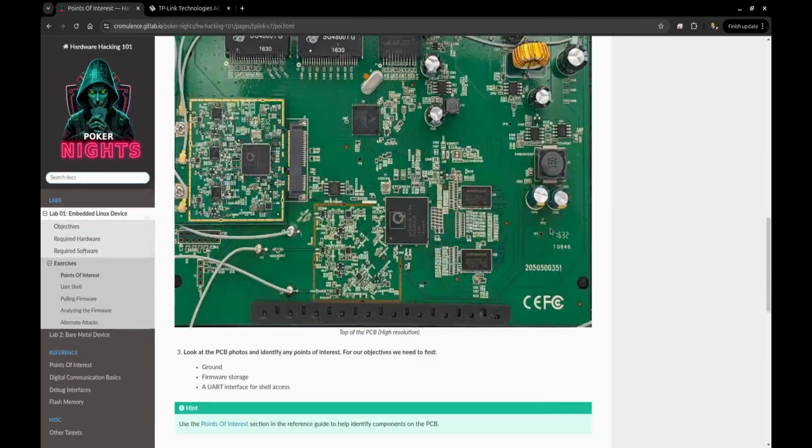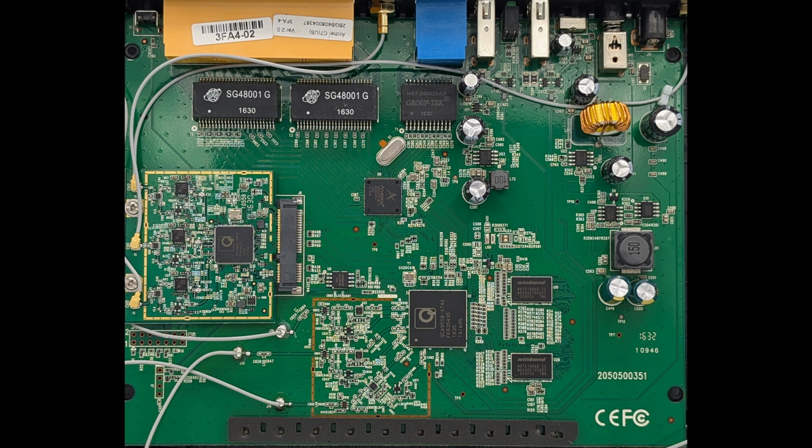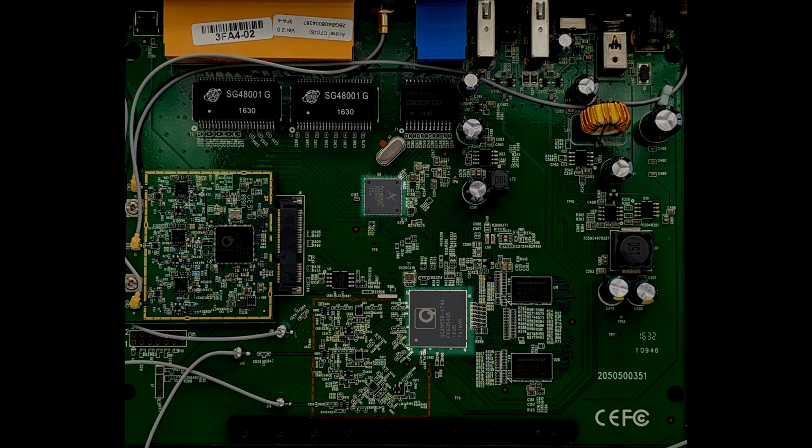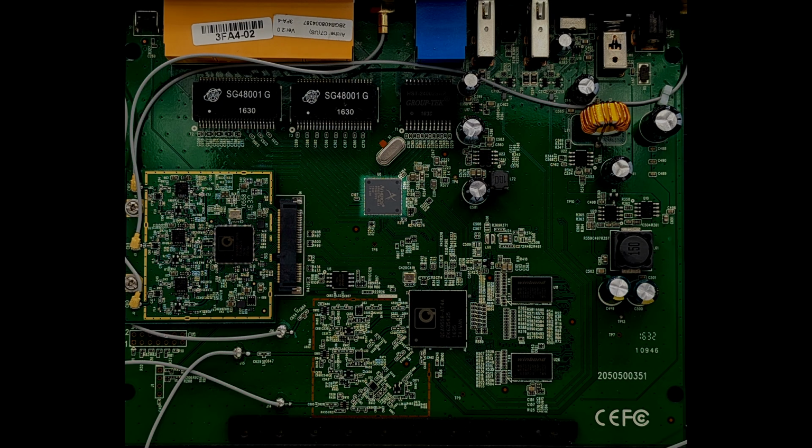So we can keep looking at this and try and find some points of interest on the board. The big ones that jump out to me are, obviously, we have a few large ICs here with clock sources nearby, and we can run those down, trying to figure out which one is the main CPU for this board. In this case, I actually looked into part numbers, and this Atheros is just an Ethernet switch. And then down here we have this Qualcomm part with a clock source and some external RAM here, which is a very good indication that this is the main CPU we're going to be interested in.